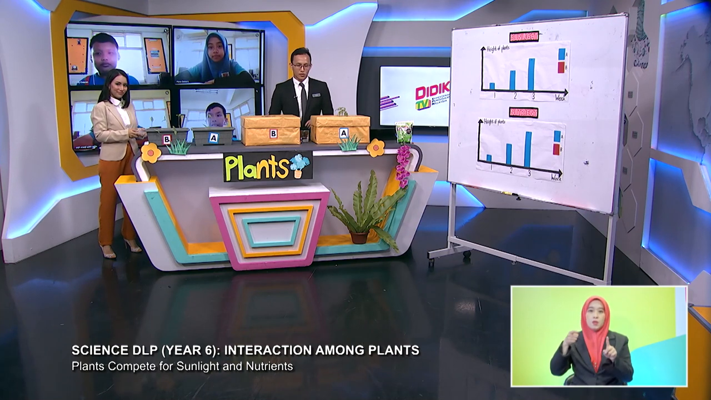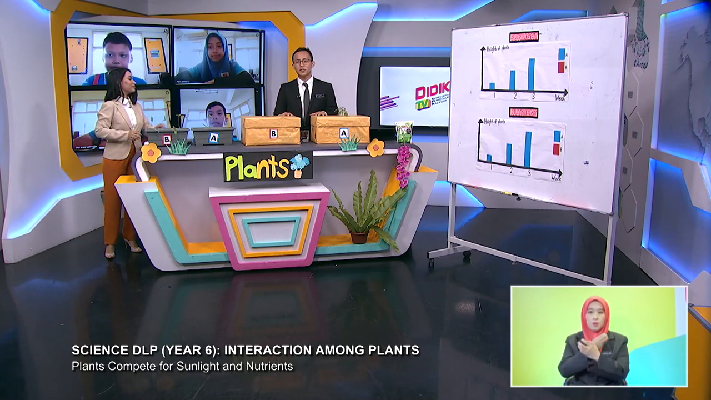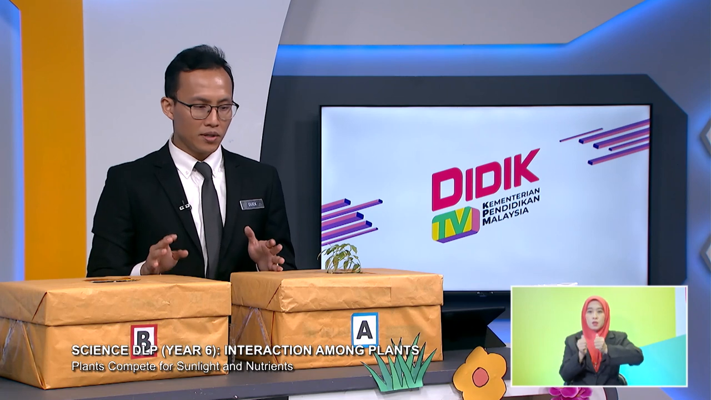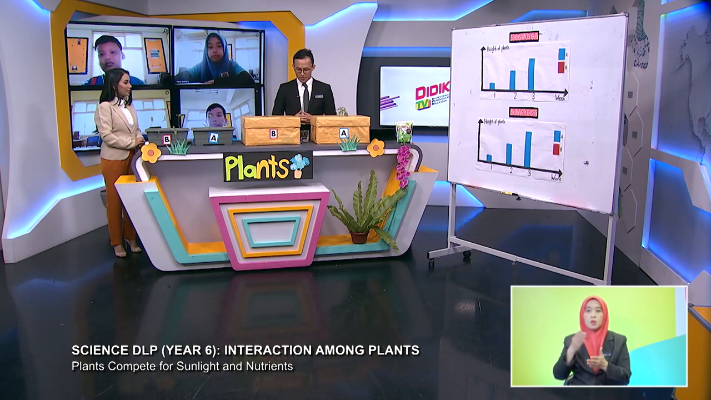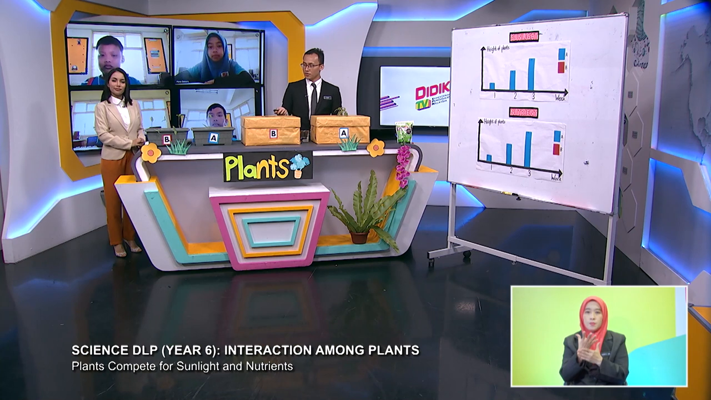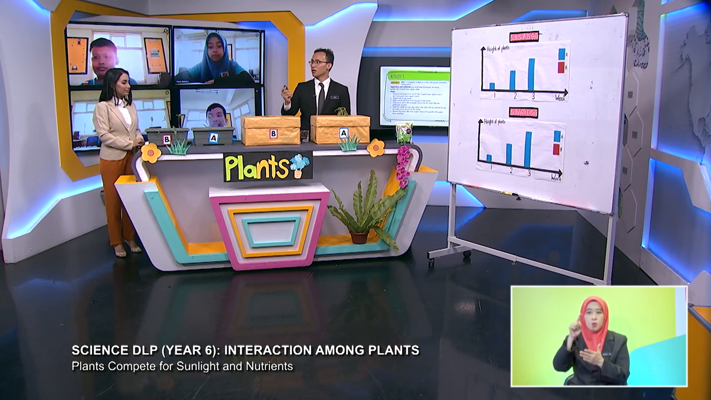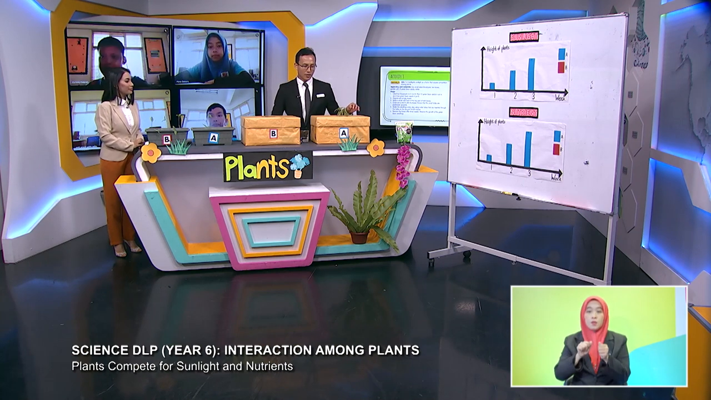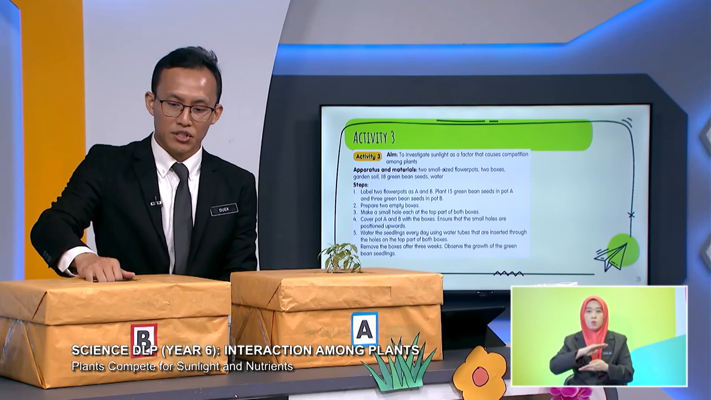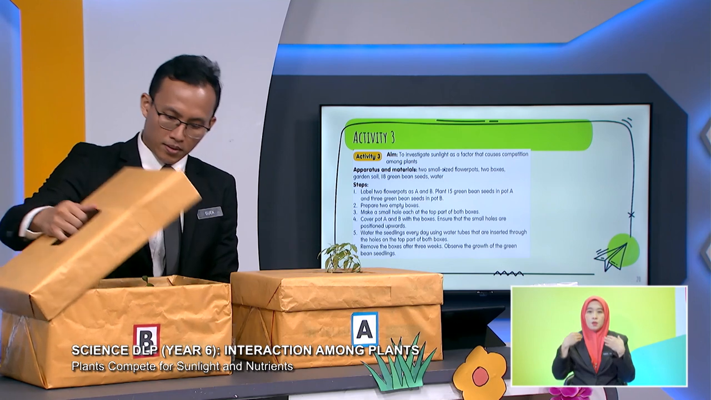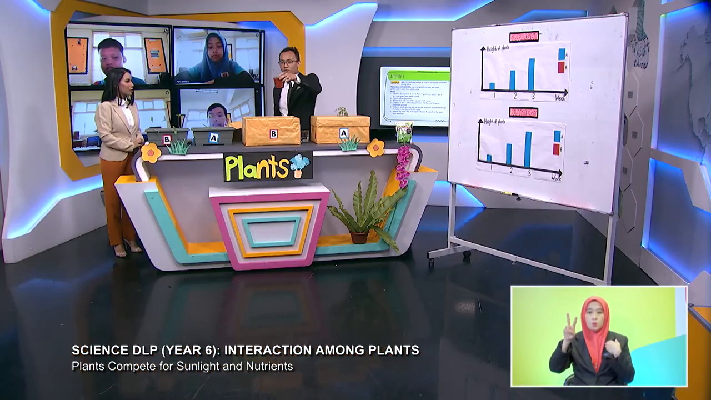Yes, correct. For this segment, we are going to do 2 activities. One is about competition for sunlight among plants, and also competition for nutrients among plants. For the third activity, what we need is 2 boxes, and then we have 2 flower pots.